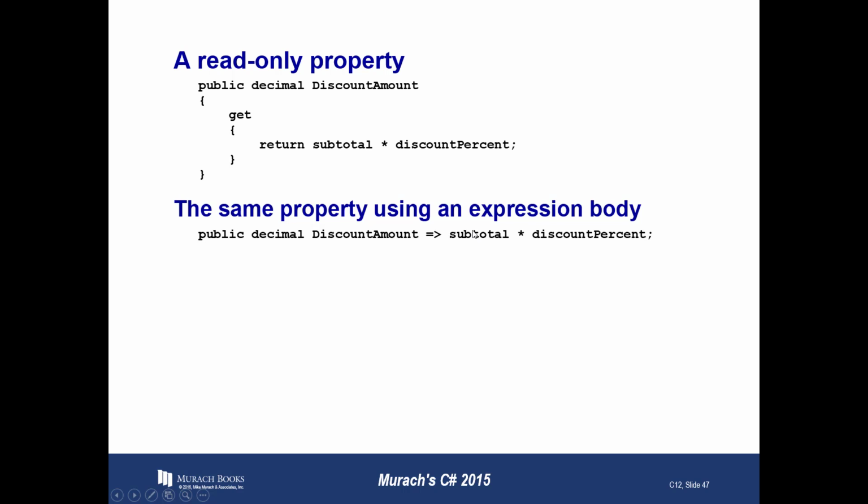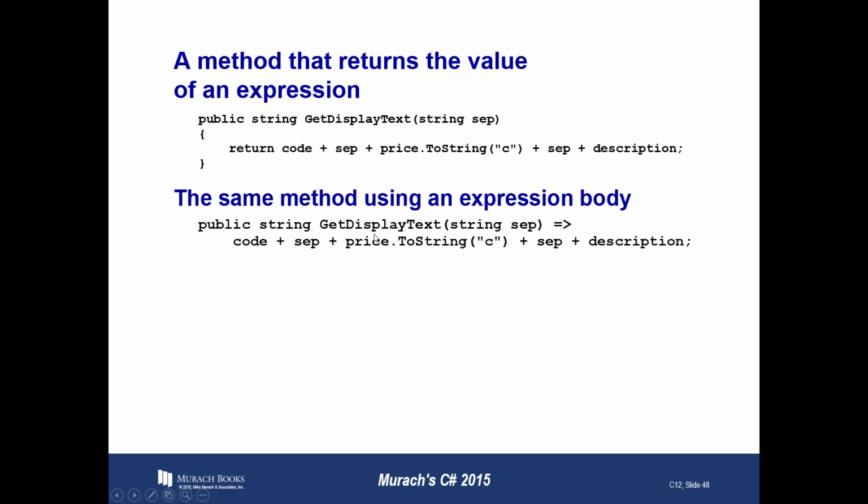The same property using an expression body. This is basically a lambda expression, and what it says is public decimal, we want this to contain the results of this. So the discount amount is the subtotal times the discount percent. A method that returns the value of an expression, so this returns a string. The same method using an expression body. Again, we're using a lambda there.